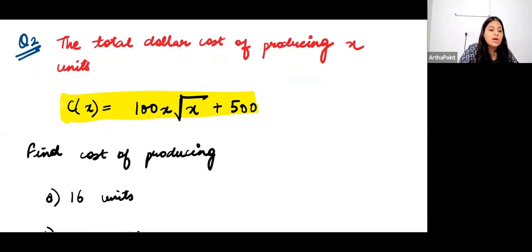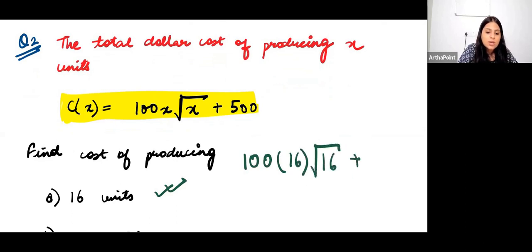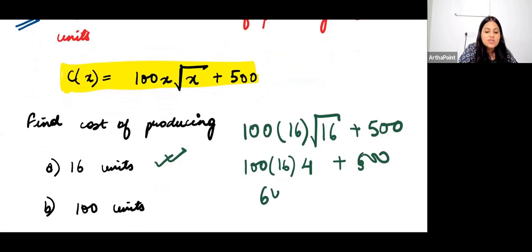The first is to find what happens when the units are 16. Very simple. Instead of x, you substitute 16 and you just get an answer. So this is 100, 16, 4 plus 500. So this is 6400 plus 500, 6900, and solved.